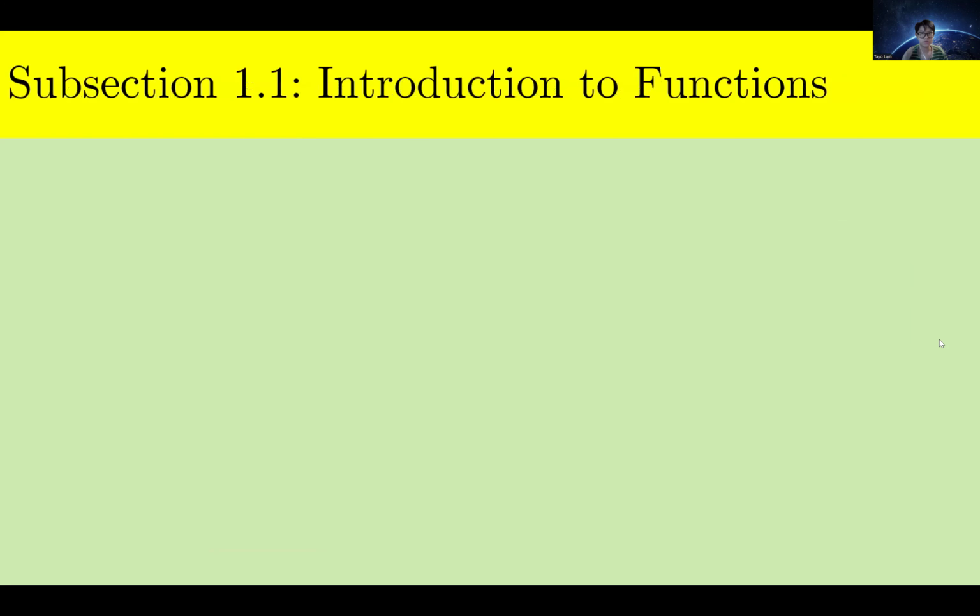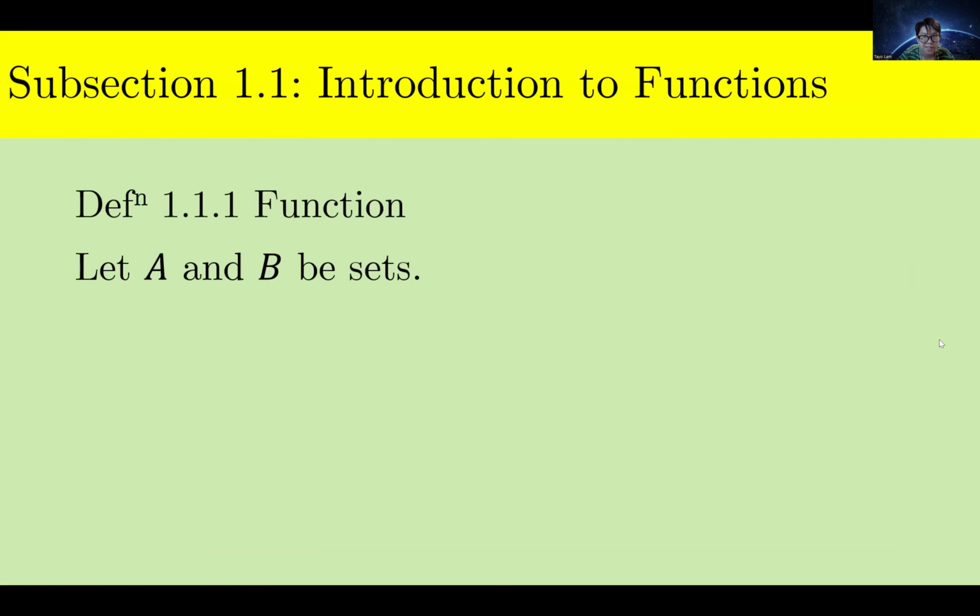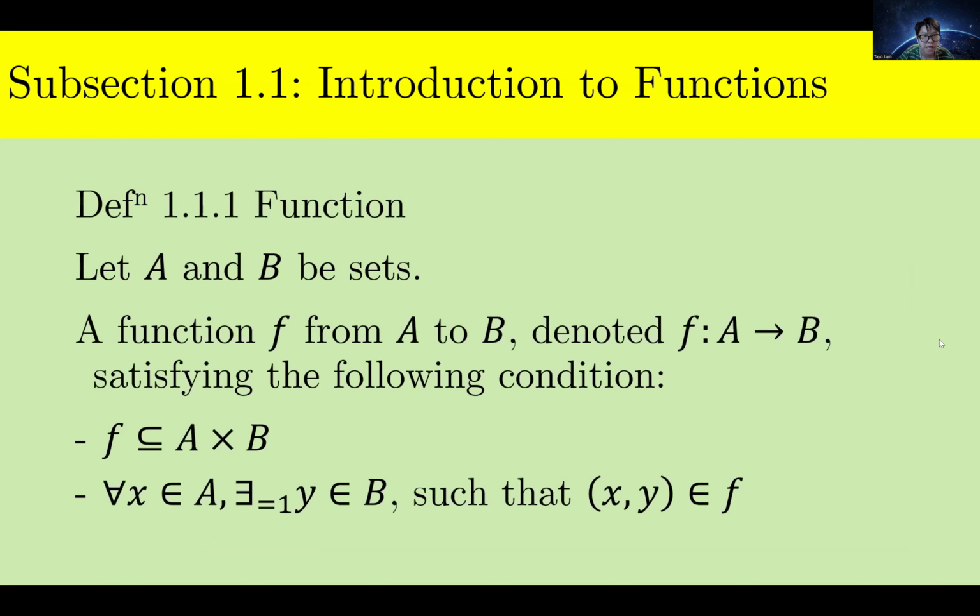Okay, so let's go to the definitions of functions. We first let A and B be sets. A function f from A to B, denoted f colon A to B, satisfies the following conditions. f is a subset of the Cartesian product A times B, and for all x in A, there exists one unique y in B such that (x, y) is in f. We'll probably use AB notation later, but I just want you to be familiar with the proper notation, since you're used to the graph system.